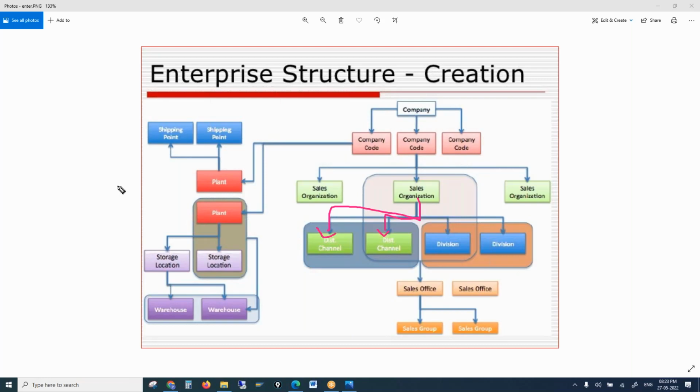Or anything you take. I want to buy a TV. Where do we go? We don't go to the plant. Distribution channel is a channel through which the goods reach the end customer.